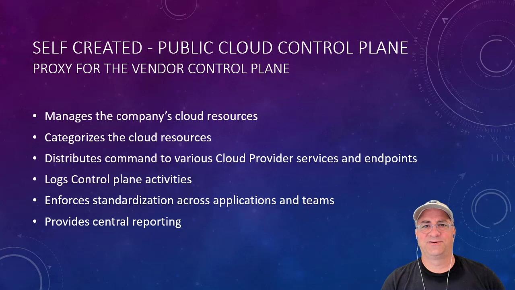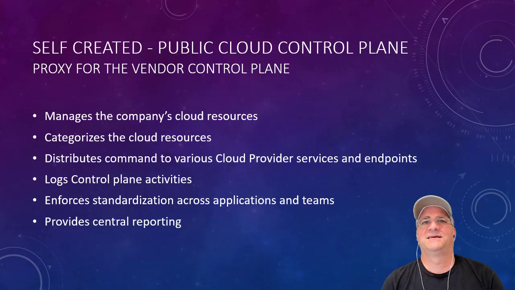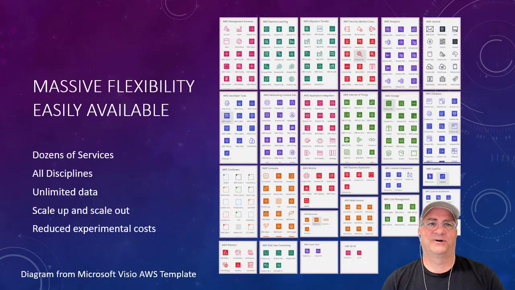So every time you're going to go do something, it'll go to one place. Because if you look at the way the cloud vendors are done, they implement 100 services, and each of those services sends their logs to somewhere else, or it's slightly different. That's why they move so fast, because they don't worry about coordinating all that stuff. And so this self-created control plane enforces standards across applications and teams, and it provides a place for central reporting.